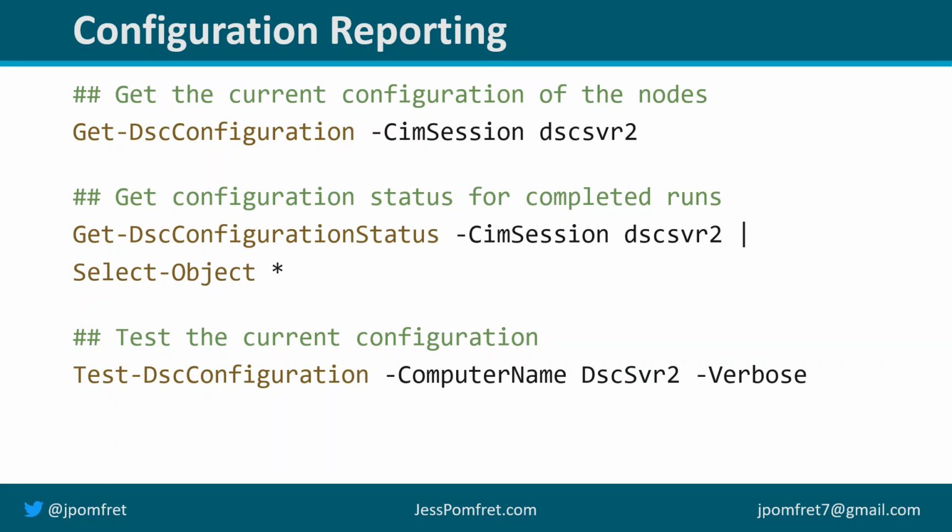The third one, Test-DscConfiguration, will return true or false if my node is in desired state or out of desired state. If I use the verbose switch on that, it will tell you where it failed or where it was not in the desired state. But something to note is that it will stop at the first failure. So if there are multiple resources that are not in the desired state, you'll only see the first one.